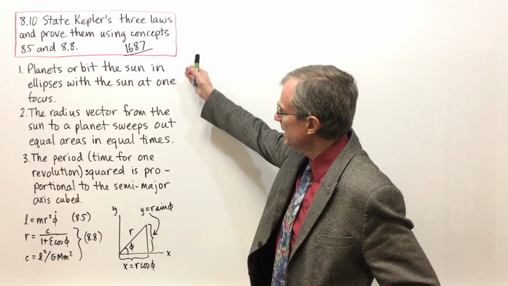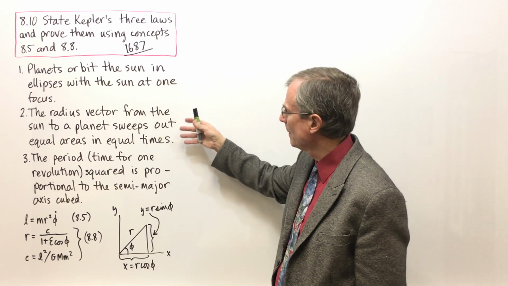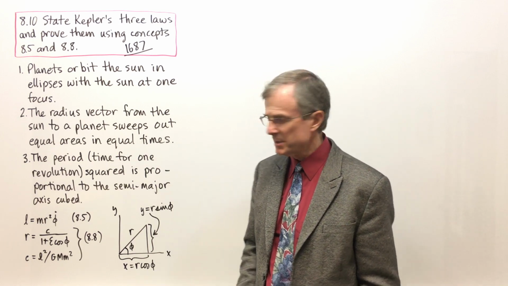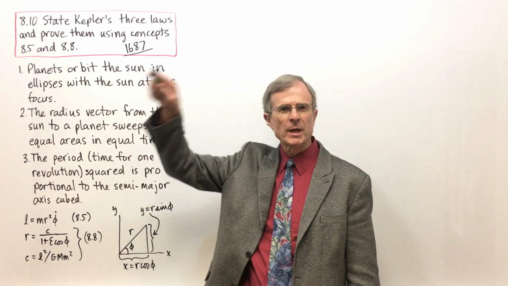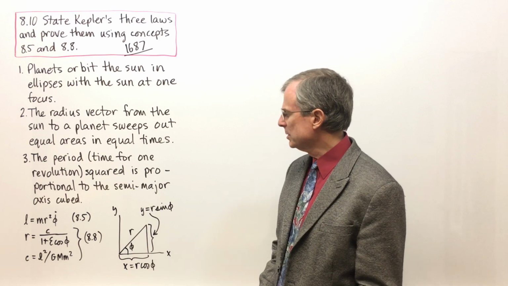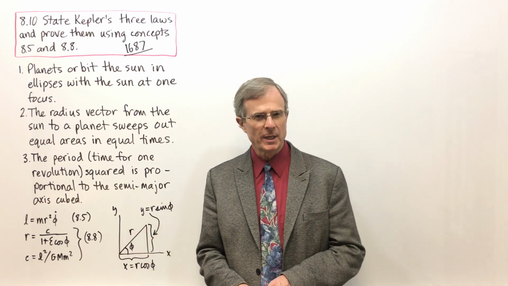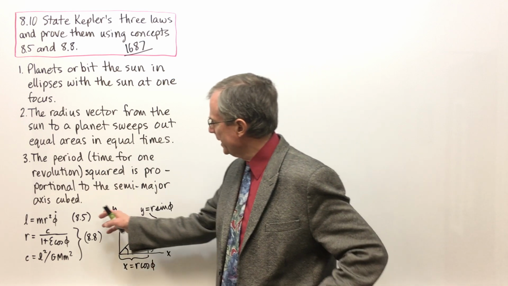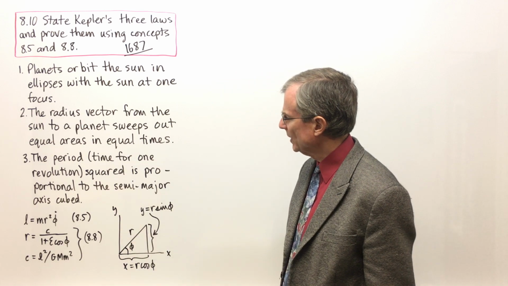The planets orbit the sun in ellipses with the sun at one focus. That's number one. We'll do it first. The radius vector from the sun to a planet sweeps out equal areas in equal times. We'll do that one second. And then finally, the period, the time for one revolution of the planet around the sun, squared, is proportional to the semimajor axis cubed. And semimajor axis is related to the radius. So without further ado, we are going to apply concepts 8.5 and 8.8 to do this.